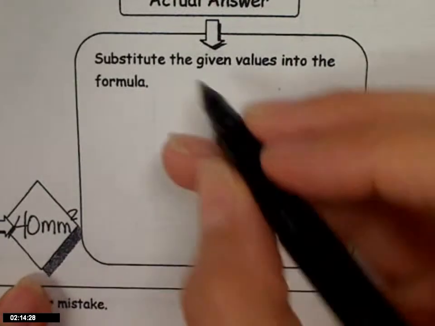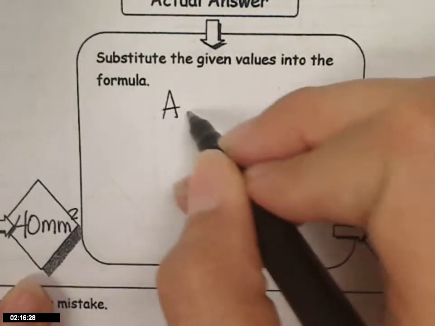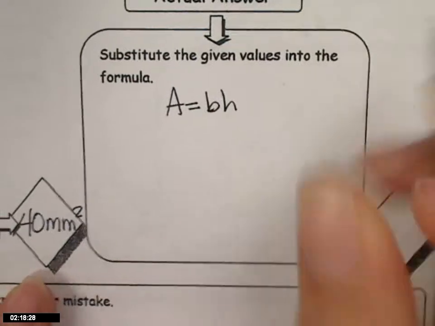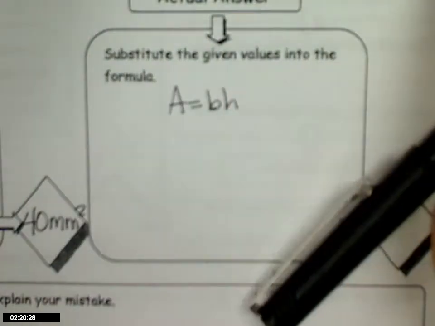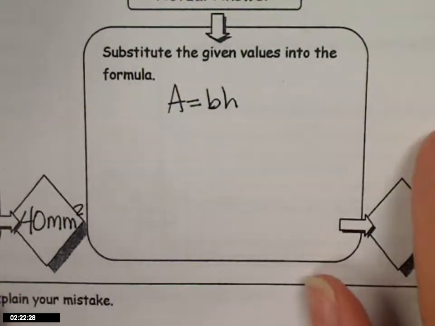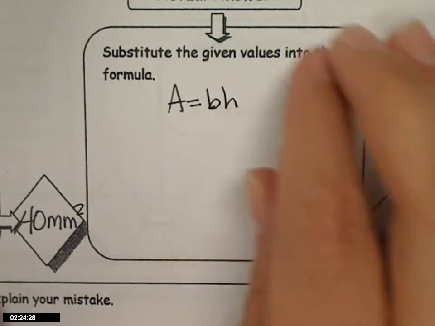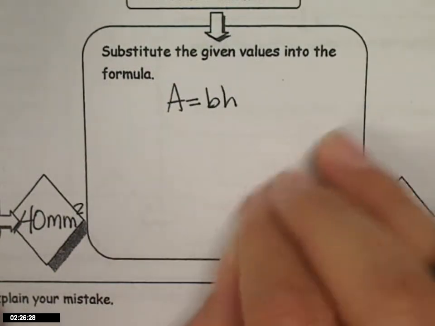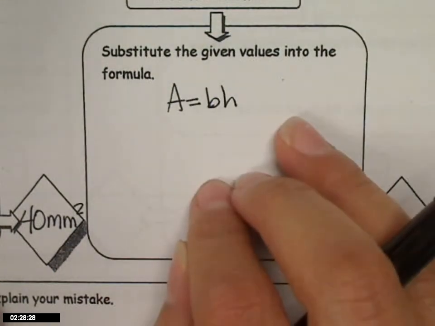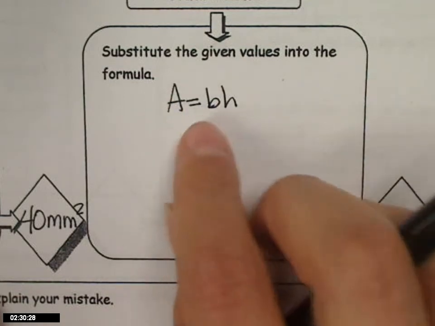Then let's look at the actual. The first thing I write, A equals base times height. Miss Ortega, do I really have to write that every time? Yeah, because if you don't write this, you can lose the entire point for this one little section. And you don't want to lose a whole point for nothing. That's silly. Just rewrite it.